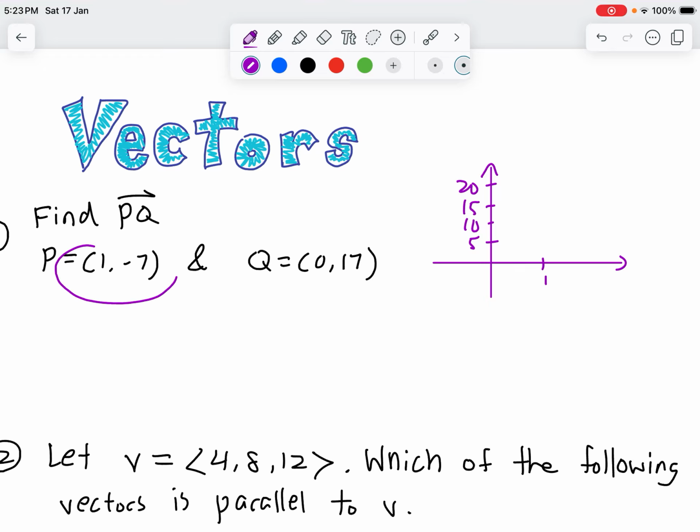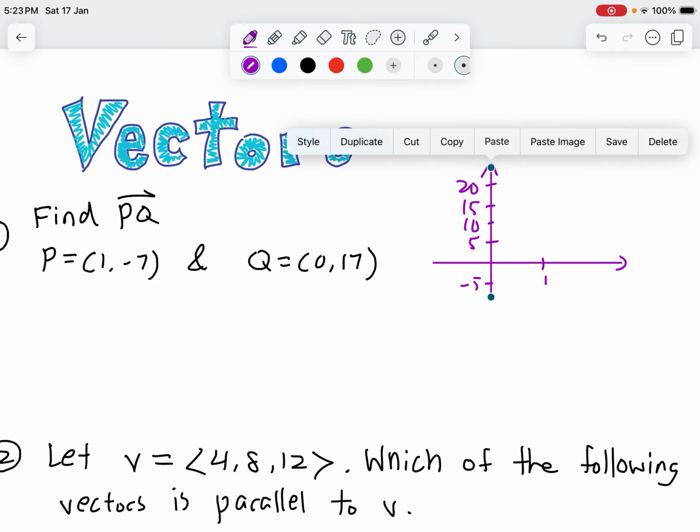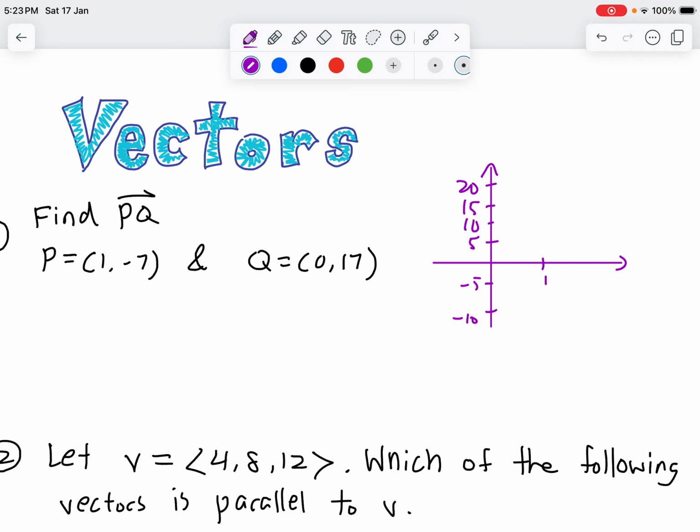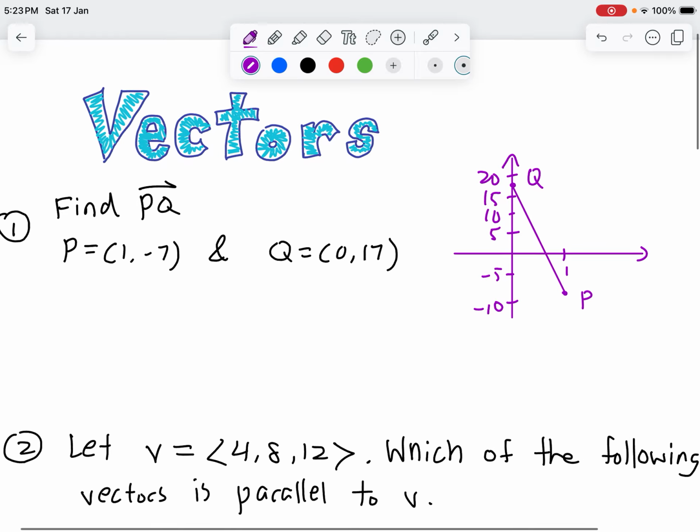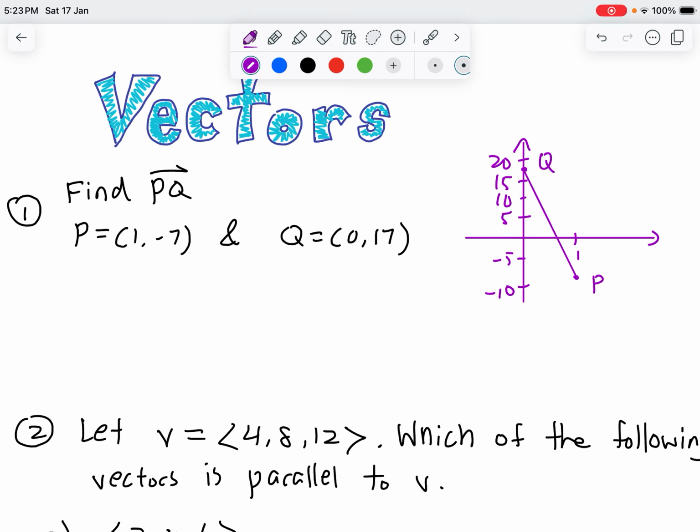And if we were to plot these 2 points, P would be around, okay, let me just expand that. P would be around here somewhere, and then Q would be around here, and then we have a line here, right? So a vector is basically kind of like a line. But the direction matters because here we have P, Q, so it's going in the direction from P to Q. So we have to put an arrow saying that the vector is pointing towards Q.